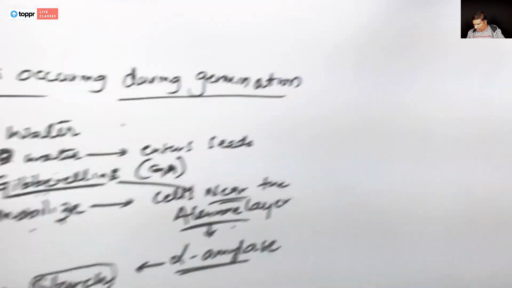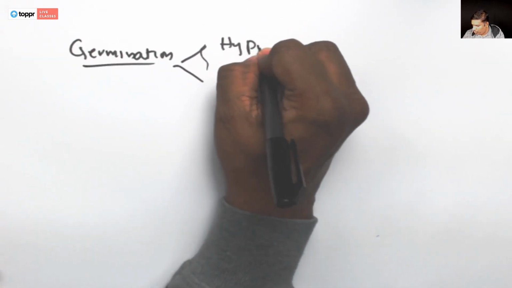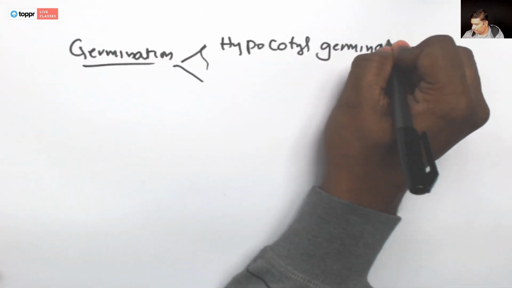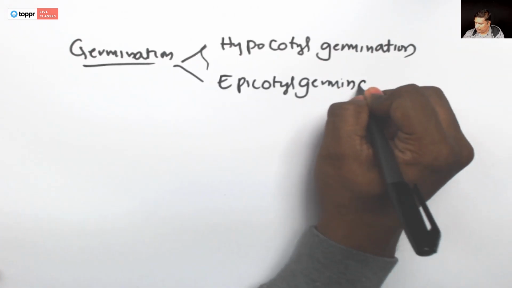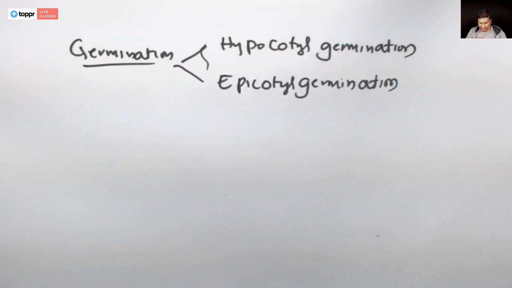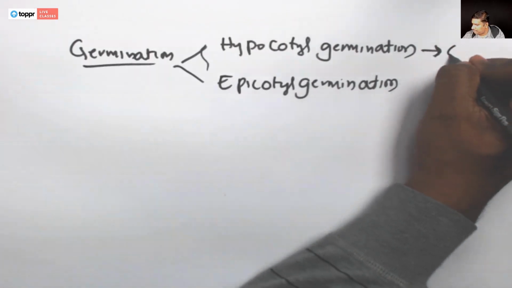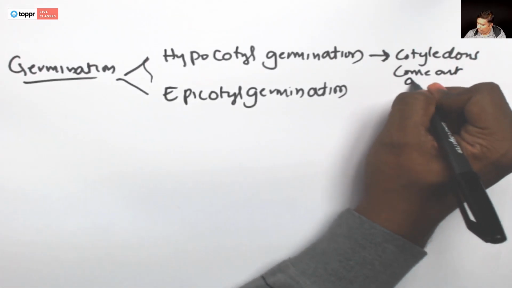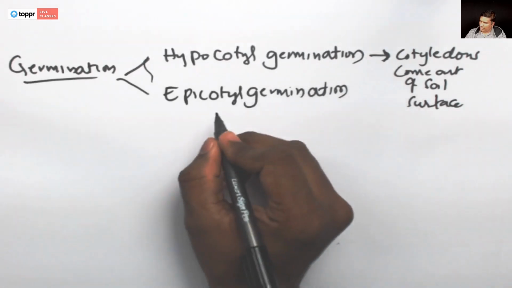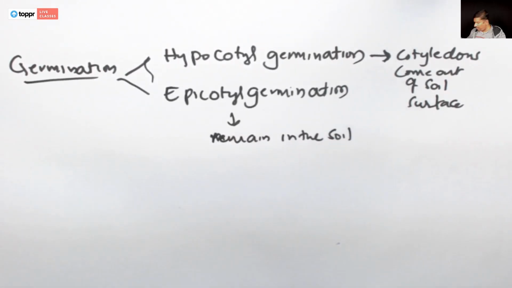Okay, now this germination process can occur by two different methods. One is called the hypocotyl germination, and the other one is called the epicotyl germination. In hypocotyl germination, we see that the cotyledons come out of the soil surface. In epicotyl germination, the cotyledons remain in the soil. Okay, what do I mean by that?